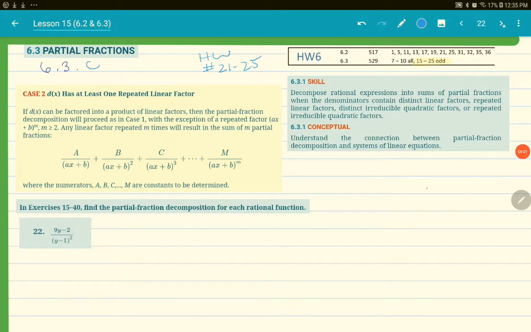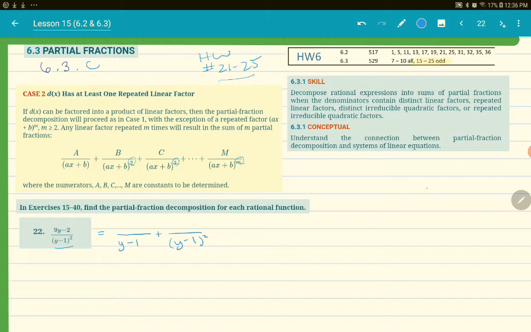All right, now let's look at case 2 of partial fractions where we have repeated linear factors, similar to 21 through 25 of your homework. So here we have a repeated linear factor. We have to break up that linear factor into every power less than or equal to m. M here is 2, so we're going to break this into two partial fractions: y minus 1 to the first power and also y minus 1 squared.